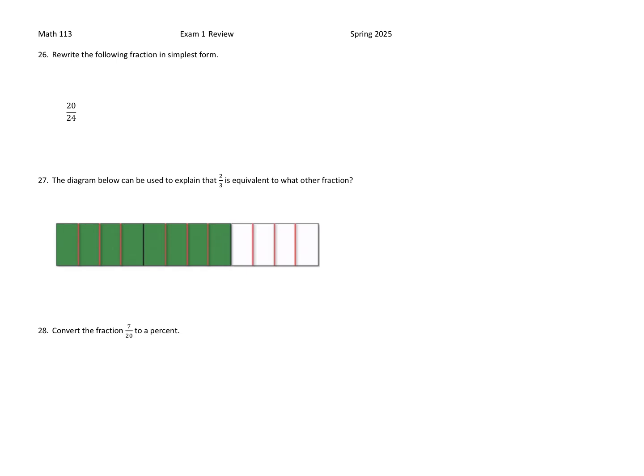Number 26, rewrite the following fraction in simplest form. So I want to reduce this fraction so that the top and the bottom have no common factors. So what goes into both 20 and 24? Definitely 2 because they're both even.